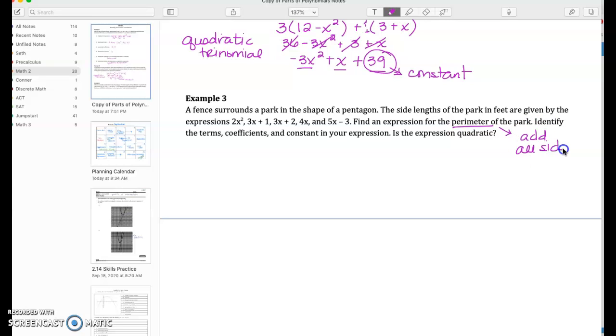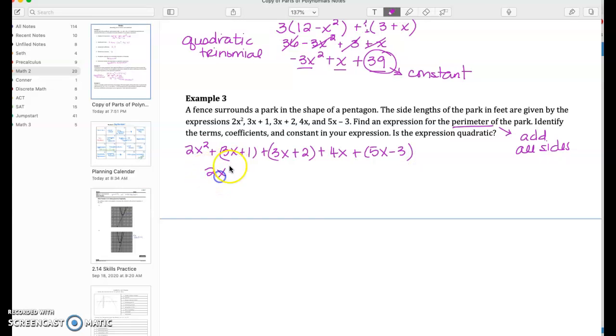of the park. And then we're going to do the same process as before, identifying the terms, coefficients, and constants. So we're adding 2x squared, 3x plus 1. We can put those in parentheses to show that they are representing different things. But because they're all positive, I don't have to worry about distributing anything. So we can go straight to combining like terms.